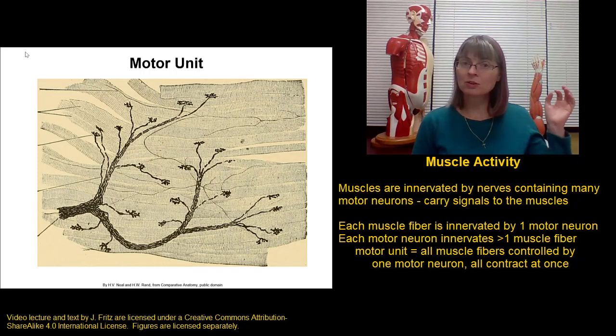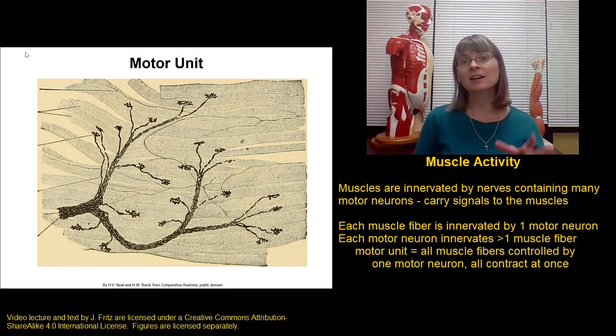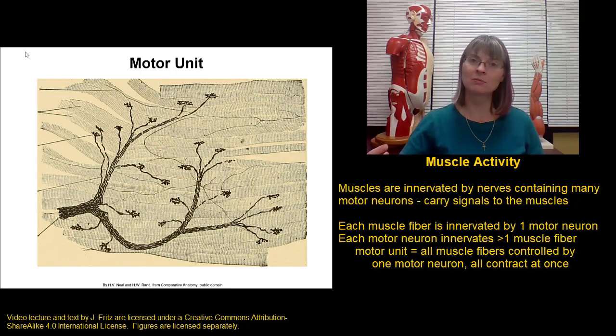When that particular motor neuron sends the signal to contract, that signal goes simultaneously to all of the muscle fibers in the motor unit, and all the muscle fibers in the motor unit contract at the same time. We call that all or none. Motor unit contraction is an all or none deal. Either all of the muscle fibers in the motor unit contract or none of them do.